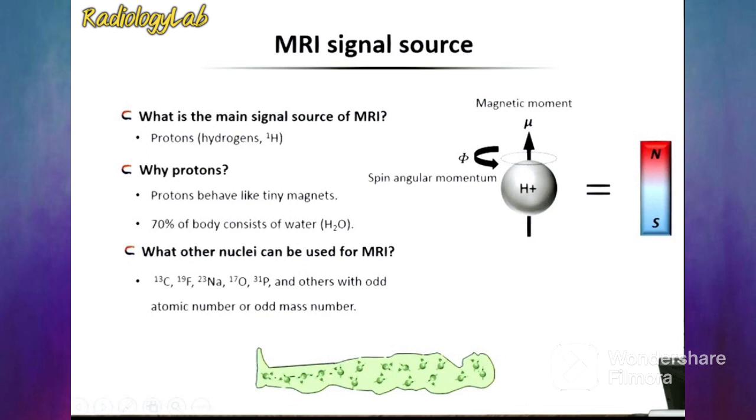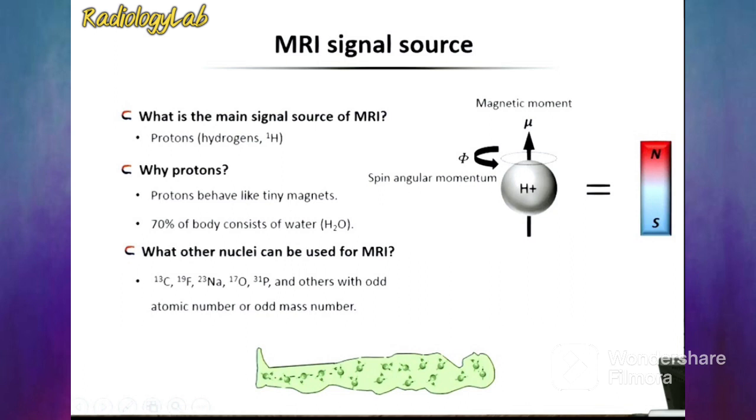It's the proton, the hydrogen. Why are protons so important? Protons behave like tiny magnets. As shown here, a proton rotates, which is called spin angular momentum, and this causes a magnetic moment which looks like a tiny magnet. So each proton looks like a tiny magnet. 70% of our body consists of water, which has two protons. These are an abundant signal source in our body for MR signals, and that's why MRI has been so successful so far.